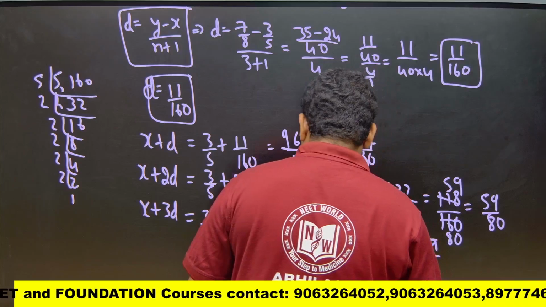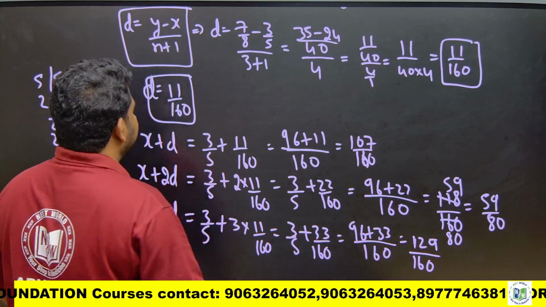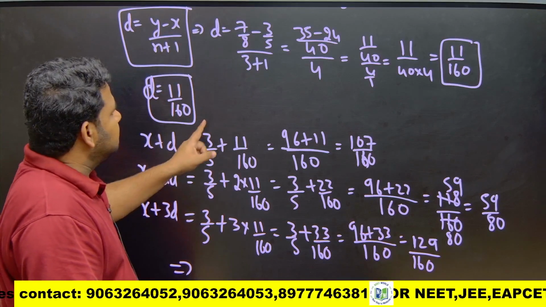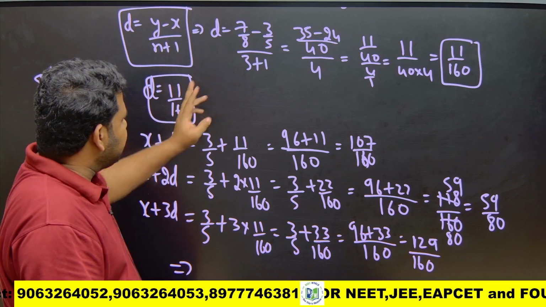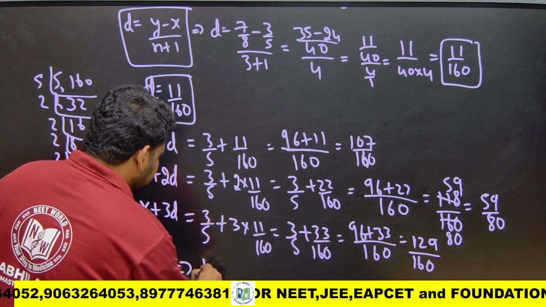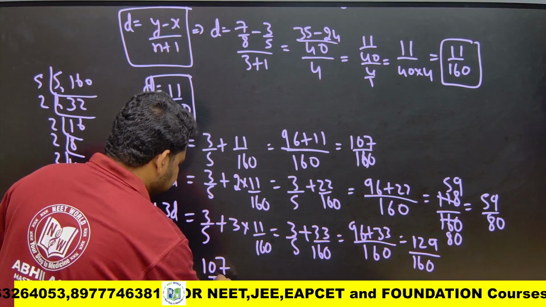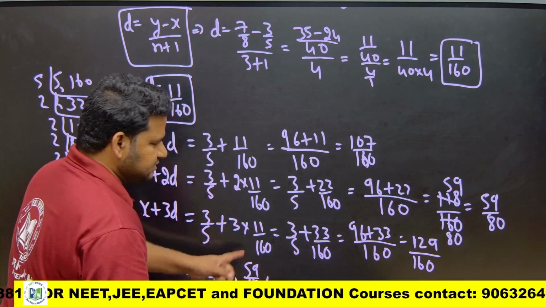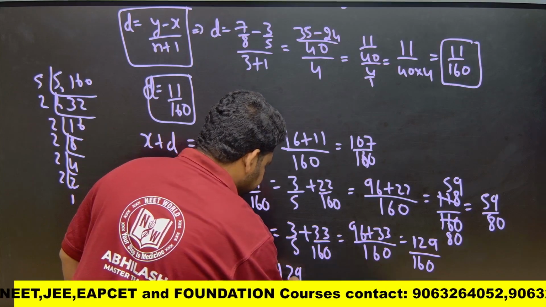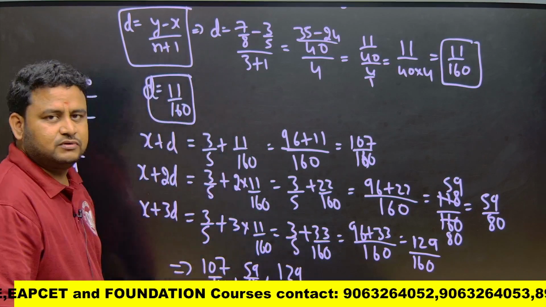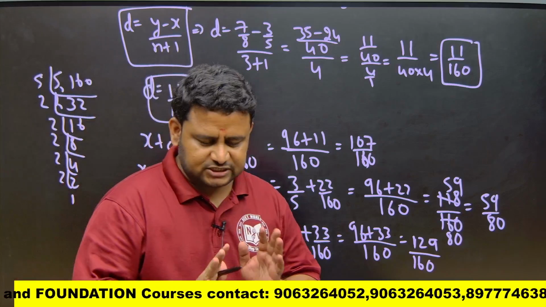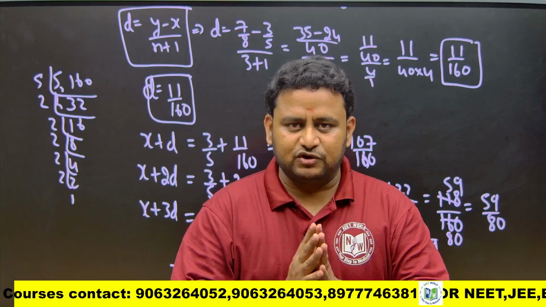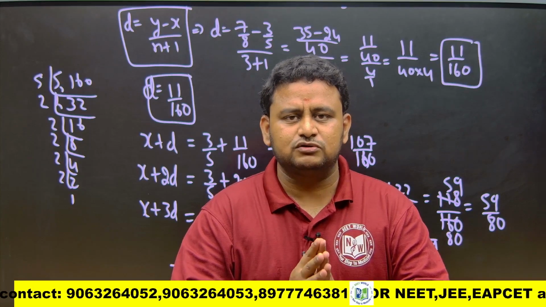So, the rational numbers between 3 by 5 and 7 by 8 are 107 by 160, comma, 59 by 80, comma, 129 by 160. This is how you have to solve these questions. Just take your time, no problem, but you have to calculate the value of D correctly. This is how you have to solve this question.